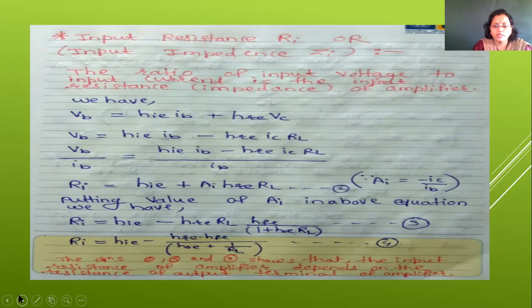Putting the value of AI in the above equation, we get RI is equal to HIE minus HRE into RL, and the value of AI we put is HFE upon 1 plus HOE into RL. Call it equation number 3. So RI is equal to HIE minus HRE into HFE upon HOE plus 1 upon RL. Call it equation number 4. Equations 2, 3 and 4 show that the input resistance of the amplifier depends on the resistance at the output terminal of the amplifier.